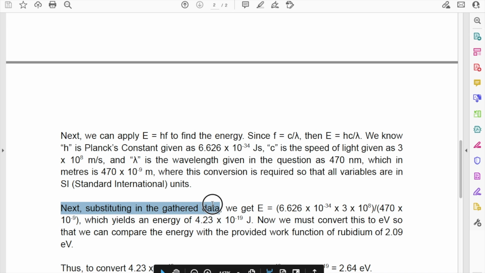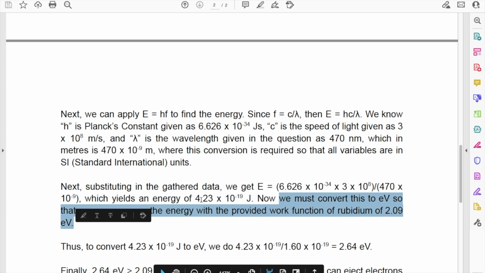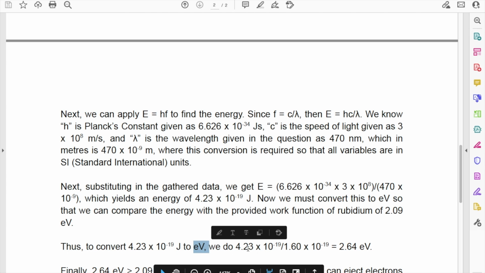Next, substituting in the gathered data, we get E is equal to, so we've just plugged in all these values into this formula. Once we do that, that yields an energy of 4.23 times 10 to the negative 19 joules. Next, we must convert this to electron volts so that we can compare the energy with the provided work function of rubidium of 2.09 electron volts. Thus, to convert our answer from joules to electron volts, we divide it by 1.6 times 10 to the negative 19. So that's the working out right there, and that yields 2.64 electron volts.